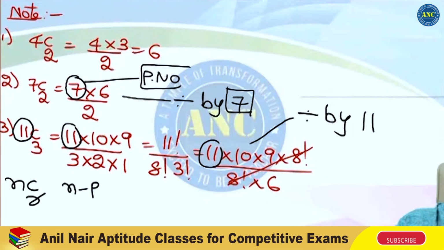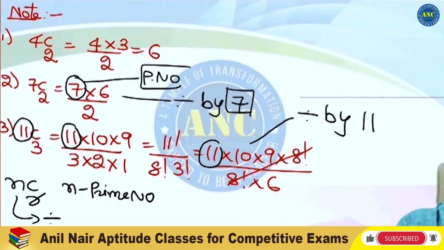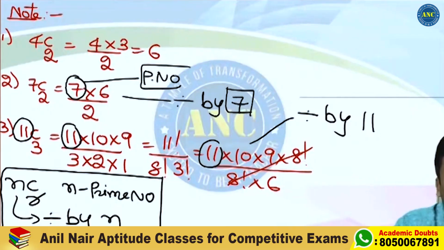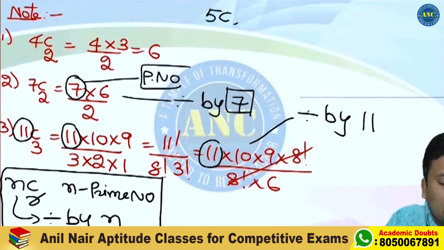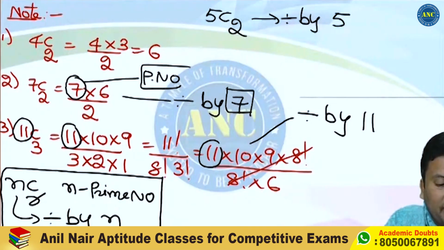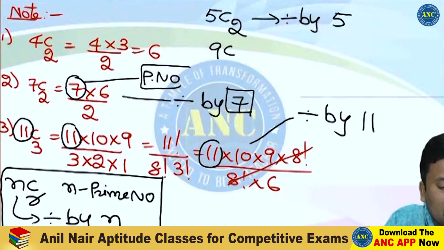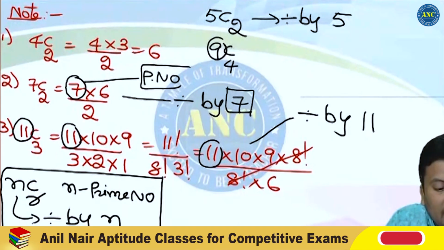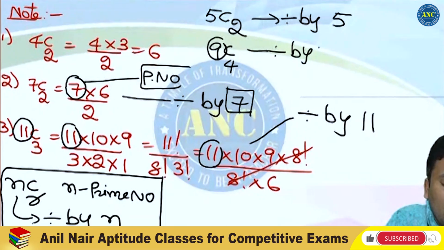NCR: if n is a prime number, the answer will be divisible by n. Very, very important. It will help us solve the problems very, very fast. Suppose 5C2. 5 is a prime number. The answer will be divisible by 5. Suppose it is 9C4. 9 is a composite number. What is the prime factor of 9? 3. The answer will be divisible by 3.